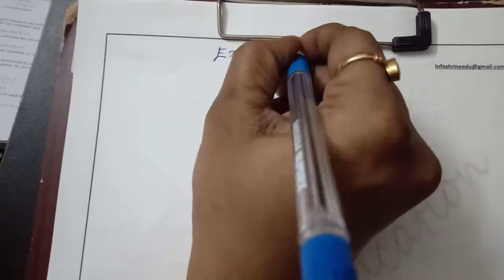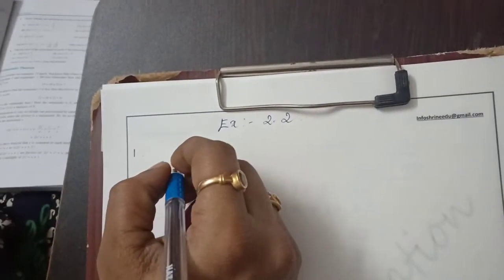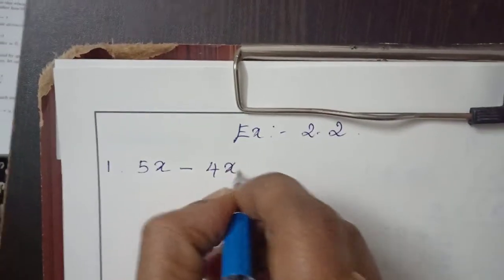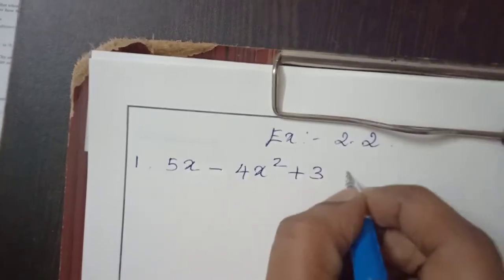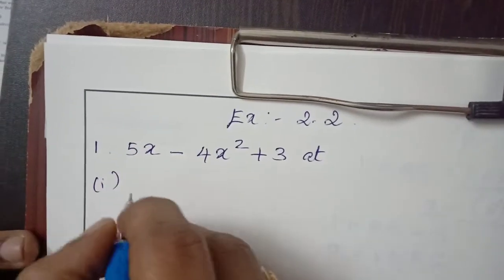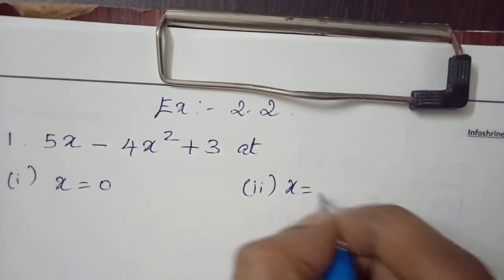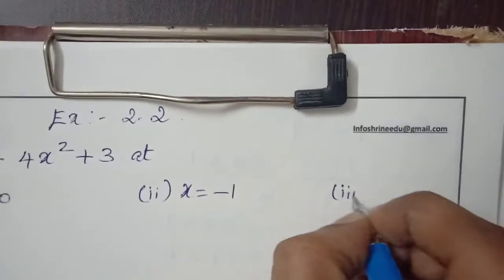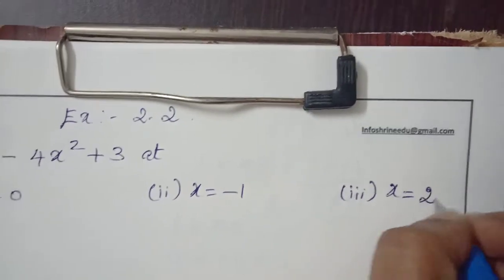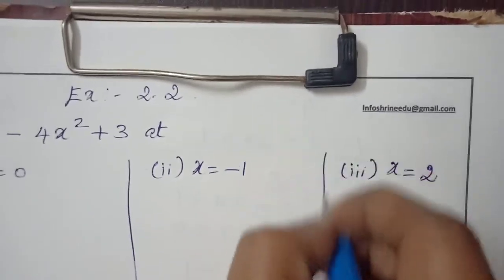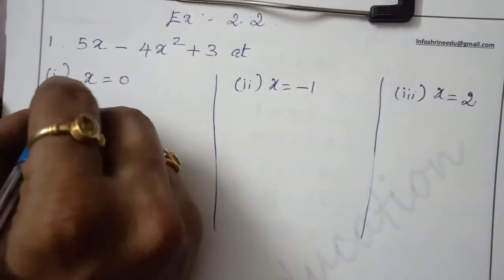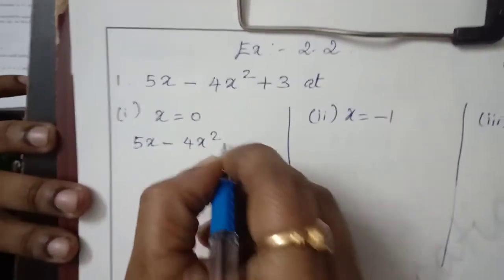Now we are into the exercise 2.2. First one, find the value of the polynomial 5x minus 4x square plus 3 at the first one what we have is x equal to 0. Second one what we have is x equal to minus 1. And third one what we have is x equal to 2. Okay, let's do it here only. I am just doing it side by side, but when you do it, please make sure that you do it below.